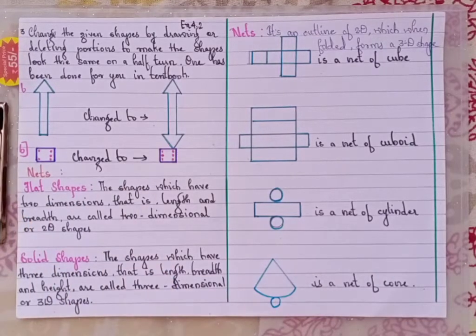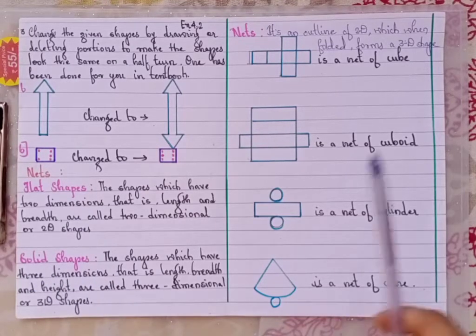Now let's move to the next part of this chapter, nets. What is a net? It's an outline in 2 dimensions which, when folded, forms a 3 dimensional shape. But let's first understand what is 2D and 3D. 2D means 2-dimensional shapes, the flat shapes like a square, rectangle, triangle. All these are flat shapes which have 2 dimensions, length and breadth. But solid shapes have 3 dimensions, that is length, breadth and height. Therefore such figures are called solid shapes.